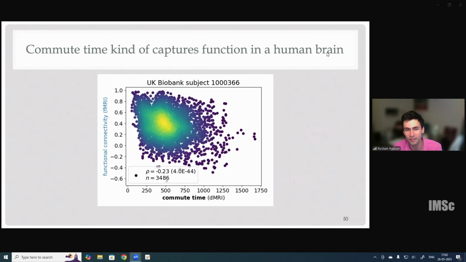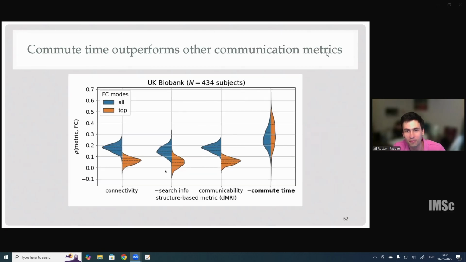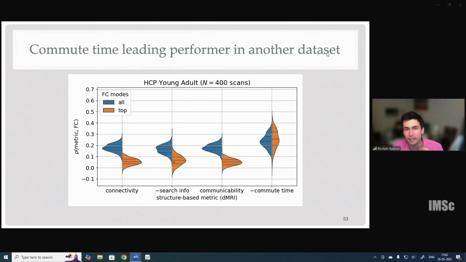So here's some real data. Before we were showing off a rank correlation of 0.7, but now it's dropped to 0.2. Still though, when we look at our results, the commute time approach versus other approaches in the field, so communicability and search information, with connectivity just being this null, we're able to do better on average across the data set we're studying. So on average, we do around 0.26, but these other approaches are below 0.2. And just to show that it's not a fluke, we reproduce it in another data set.